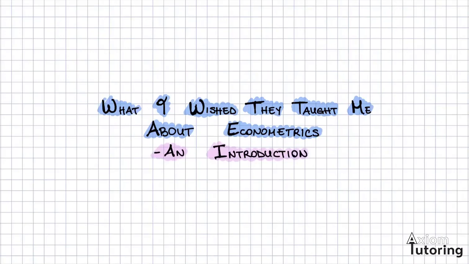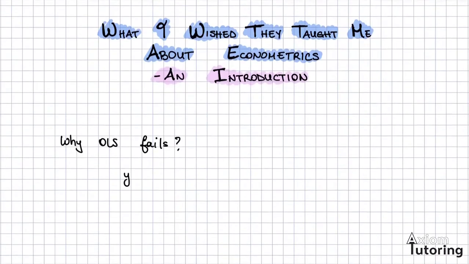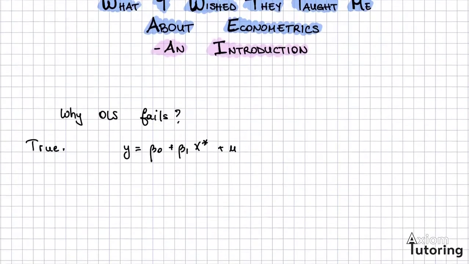So in order to go through that, let's recall why OLS fails. If you remember, the true model looked like y equals beta 0 plus beta 1 x star plus u. So this would have been the true model. However, we observe x equal to x star plus some noise v, okay?